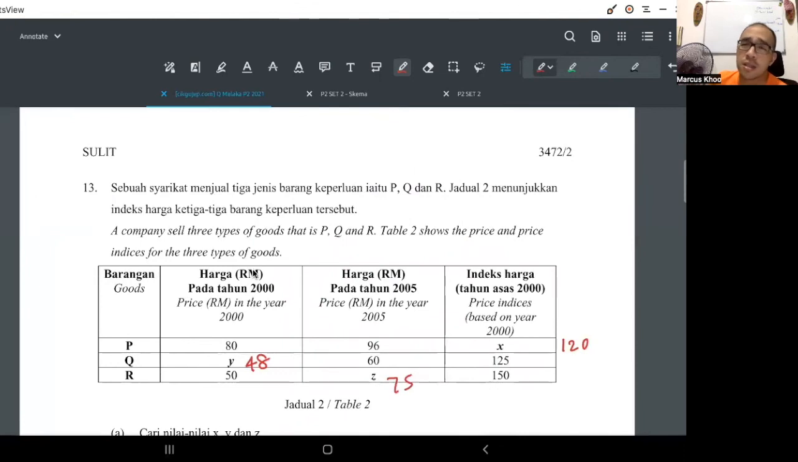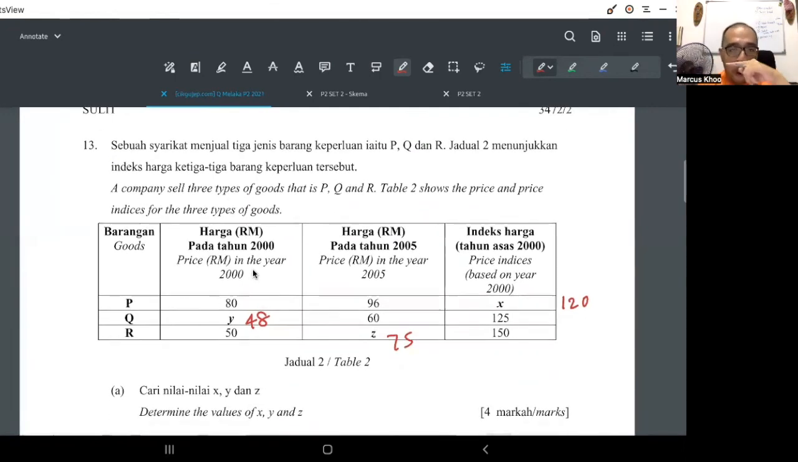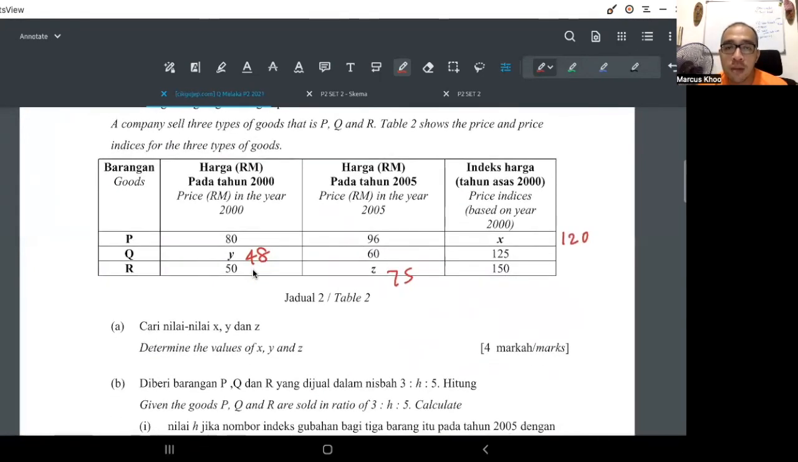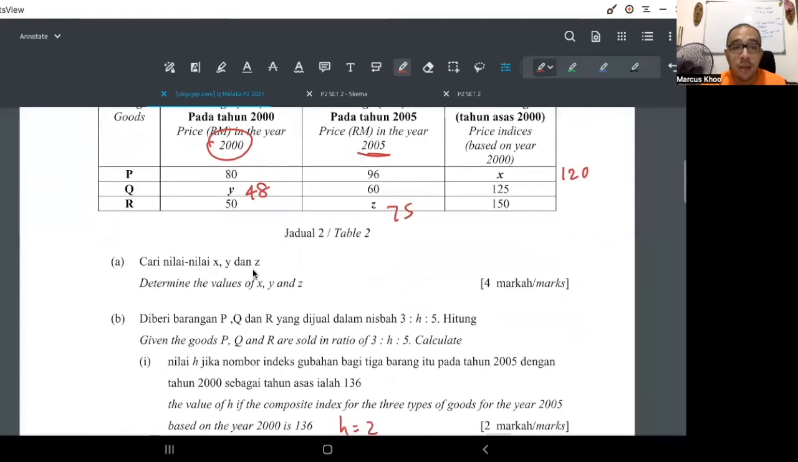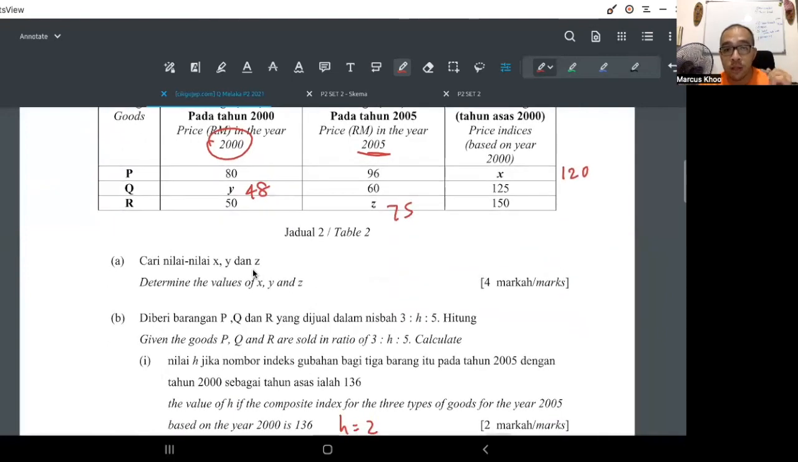All right, last question. Oh, this question is too easy. Sorry. I think it's good that we do an easy question today. If it were difficult, we would surely run out of time. Okay, company selling 3 types of goods, P, Q, R. When you do this one, it's very basic. Base here is 2000, then this one is 2005. So you calculate the values of X, Y, and Z. Substitute correctly, transfer correctly, you should be able to get these 3 answers: 120, 48, and 75.